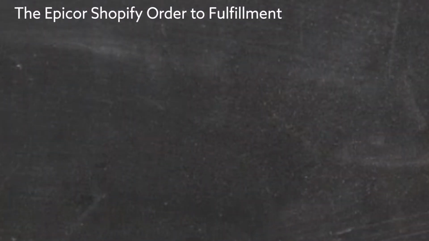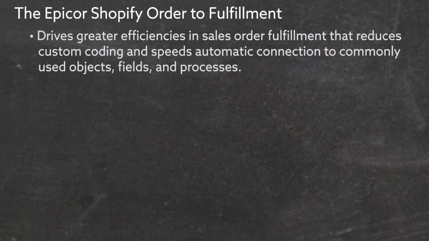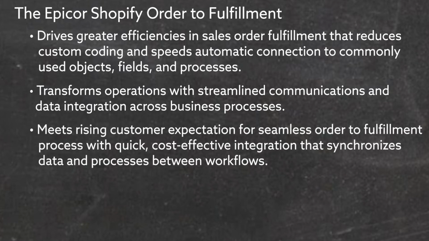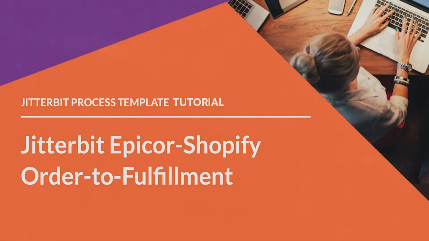The Epicor Shopify Order to Fulfillment process template drives greater efficiencies in sales order fulfillment that reduces custom coding and speeds automatic connection to commonly used objects, fields, and processes. It will transform operations with streamlined communications and data integration across business processes. Meet rising customer expectation for seamless order to fulfillment process with quick, cost-effective integration that synchronizes data and processes between workflows. With all that out of the way, let's begin with installing the process template.